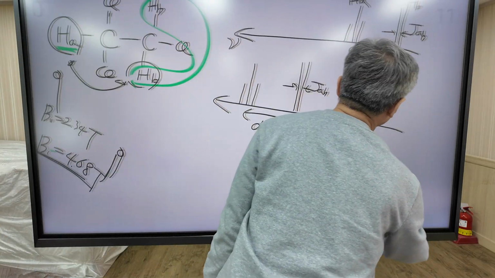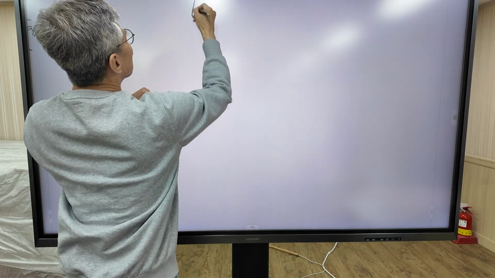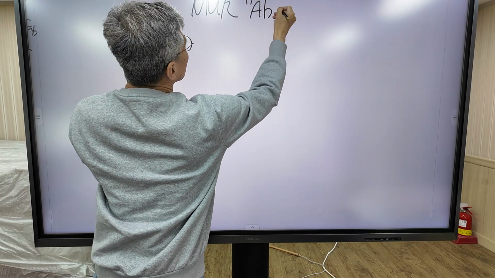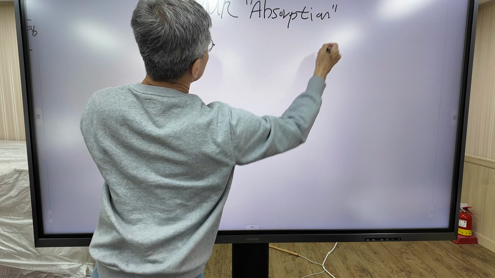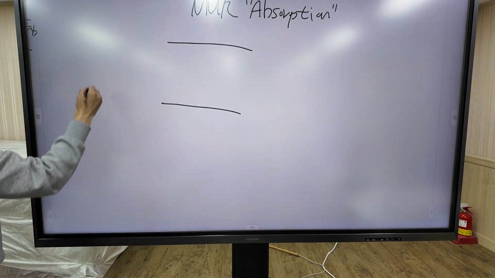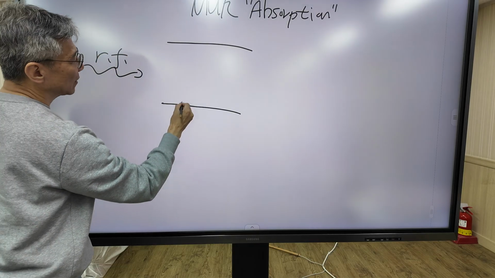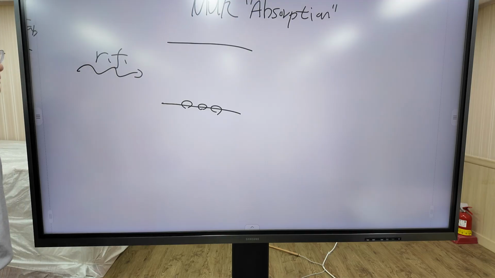Okay, finally. NMR spectroscopy is actually absorption spectroscopy. So this is the ground state. This is the excited state. This is a radio frequency. Initially, there are 3 molecules in the ground state.